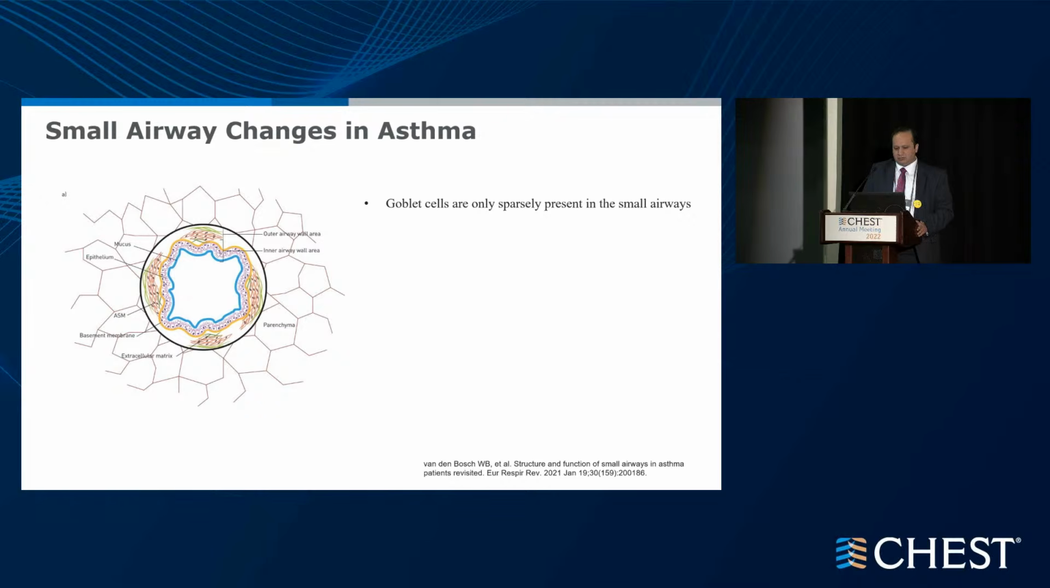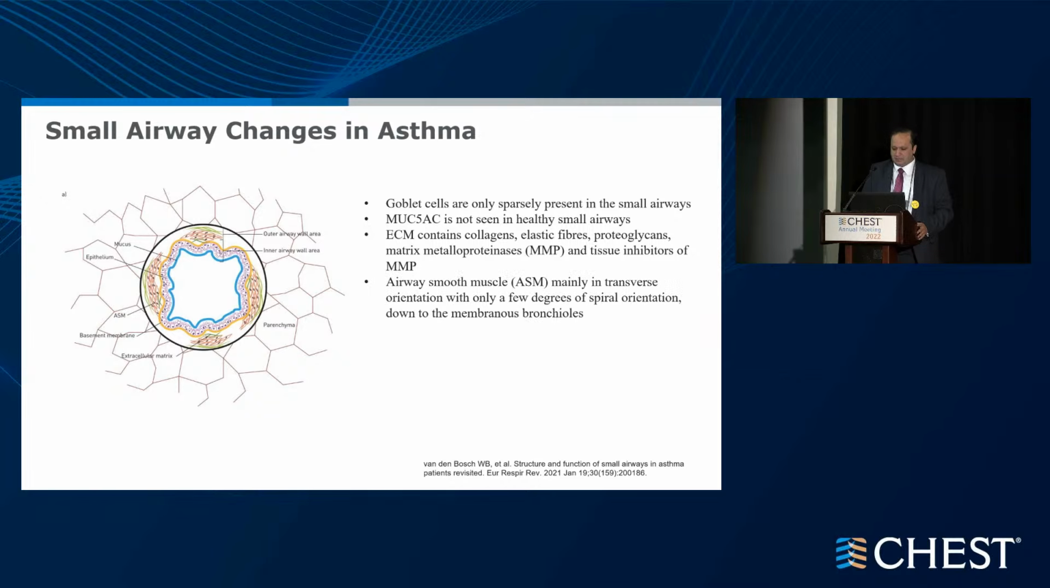This is how the normal small airway looks, with some important characteristics: goblet cells are only sparsely present in small airways. MUC5AC is not usually seen in healthy small airways. Healthy airways usually have MUC5B, which is tasked with production of mucin. The extracellular matrix contains these 5 components, and the airway smooth muscle is mainly in the transverse orientation, with only very few spiral orientation down to membranous bronchioles. As we go down to the terminal bronchioles, the airway smooth muscle kind of disappears.